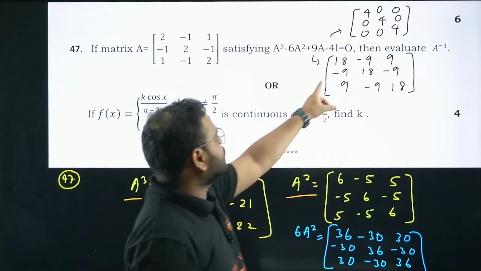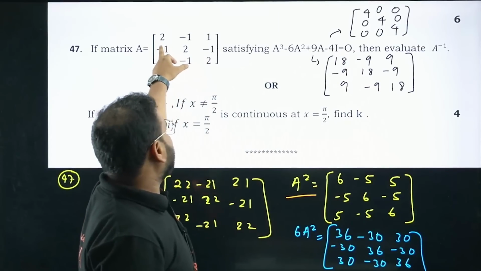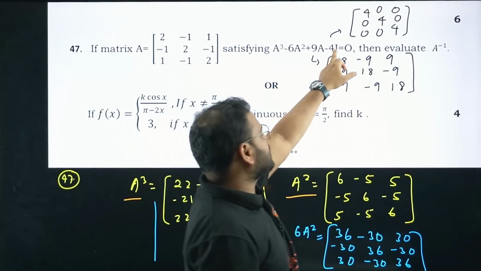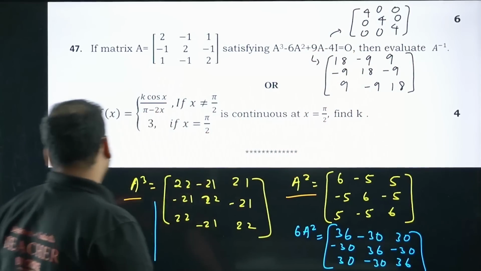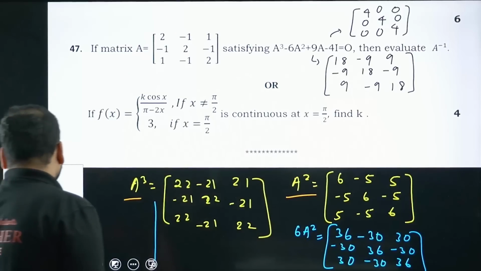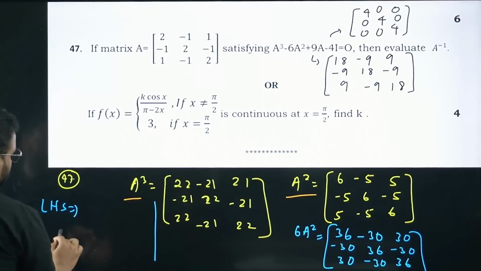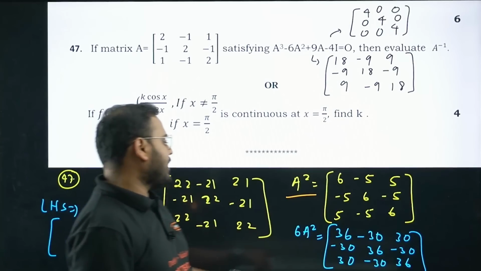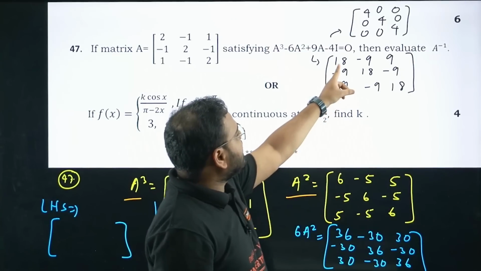And I've got 9A also. 18, minus 9, like that, multiplying 9 to this. 9 into 18, 9 into minus 1 is minus 9. Got 9A as well. And I've got 4I also. 4, 0, 0. Only the diagonal is 4, the rest is 0. Why I've done that? I want to verify for all of you. Please check. So I want to verify the LHS part over here only. Have a look. A cube 22, minus 36. Minus 18. Sorry.